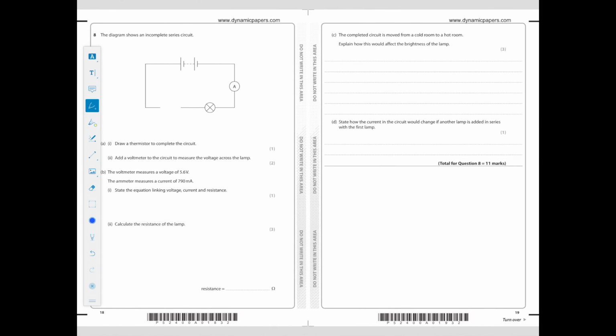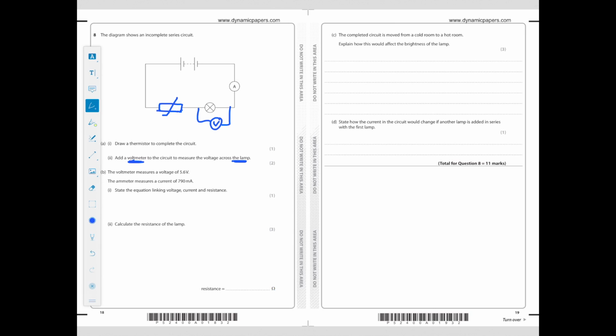8. More electricity. The diagram shows an incomplete series circuit. Draw a thermistor to complete the circuit. We know, remember, that this looks like a hockey stick, so we're going to draw a regular resistor because it is a resistor, but it's a temperature dependent one, and there's your hockey stick. Add a voltmeter to the circuit to measure the voltage across the lamp, so it needs to go across the lamp. It's a voltmeter, so it has to go in parallel, which is why I'm adding it here.